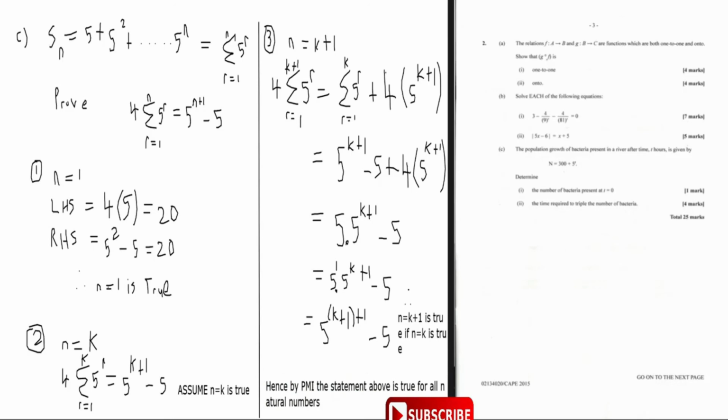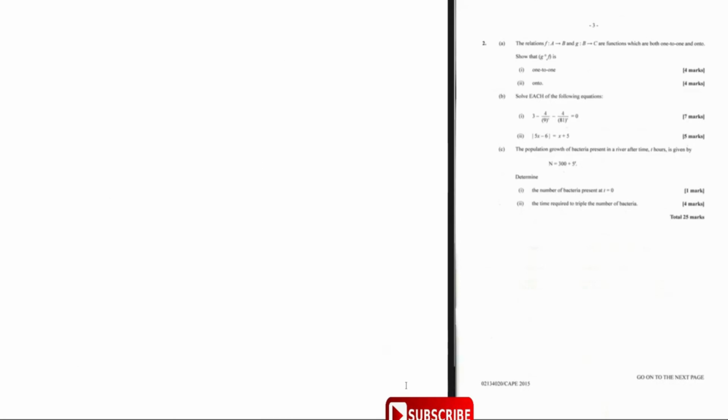Too easy. Let's move on now to question 2. Question 2 says the relation f is such that it maps set A to set B, and g is being mapped from set B to set C. They are functions which are both one-to-one and onto. Show that g of f is one-to-one.